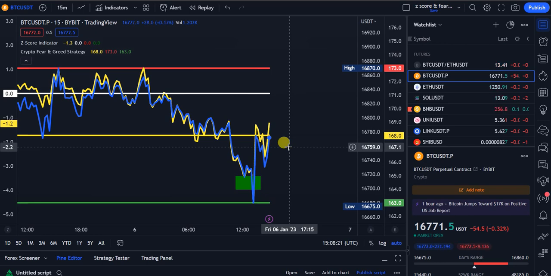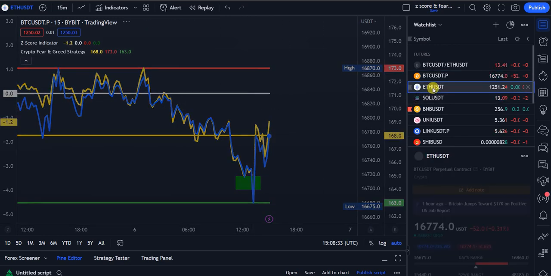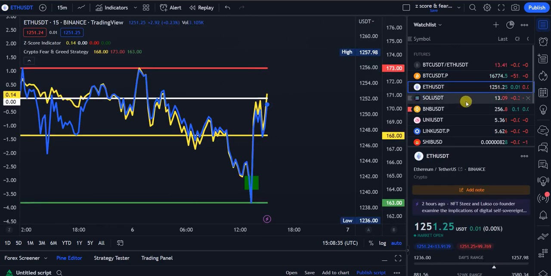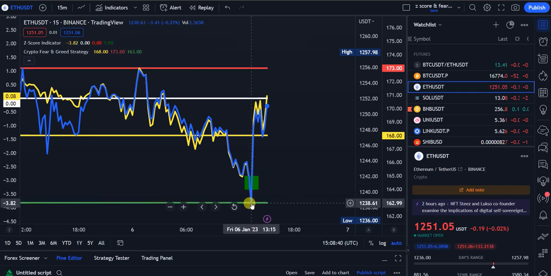Keep pushing up. This is not perfect, of course, nothing is perfect, but if you can do backtesting for the 15 minutes, for the 1 hour, for the daily chart, we now have two indicators. This is pretty wide. Let's see Ethereum going back to 1,251. Same story. We got a green line in here.